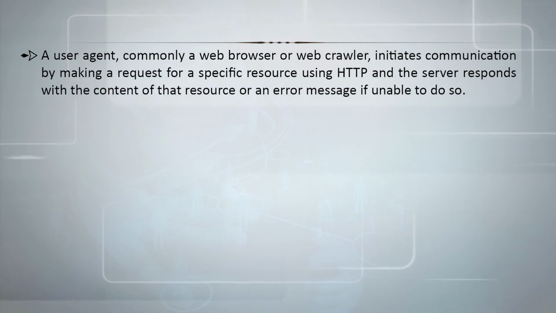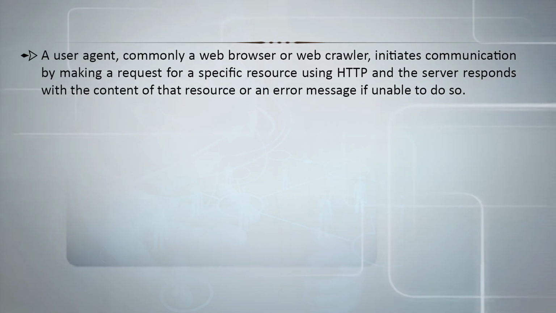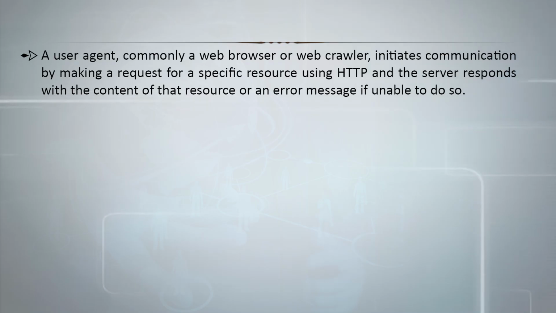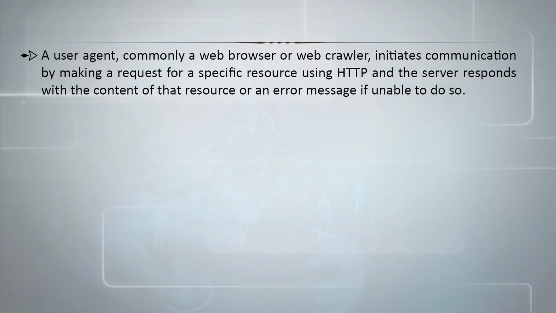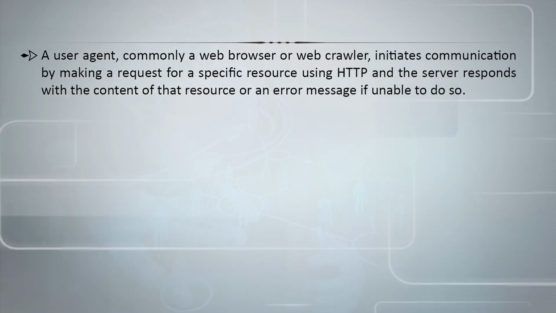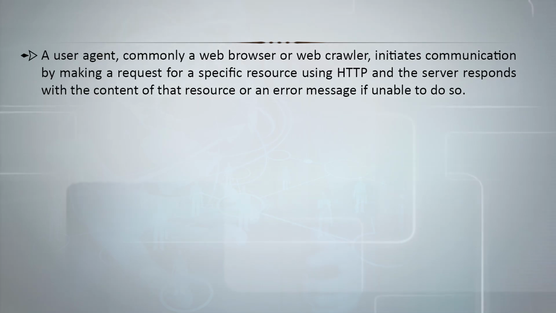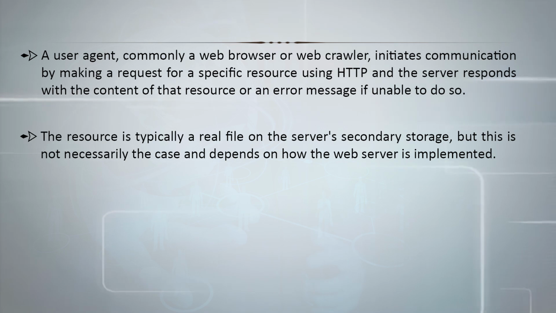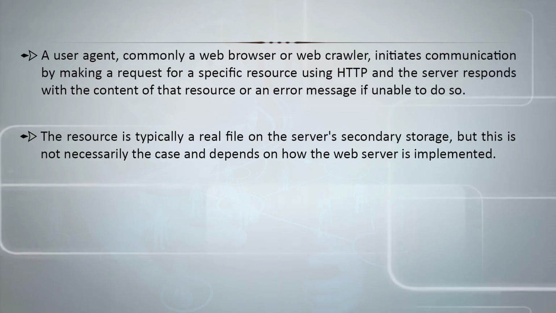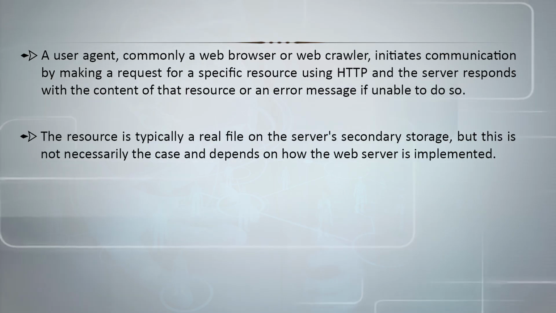A user agent, commonly a web browser or web crawler, initiates communication by making a request for a specific resource using HTTP, and the server responds with the content of that resource or an error message if unable to do so. The resource is typically a real file on the server's secondary storage, but this is not necessarily the case and depends on how the web server is implemented.